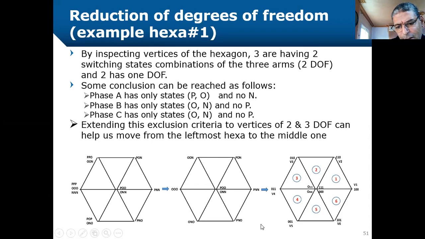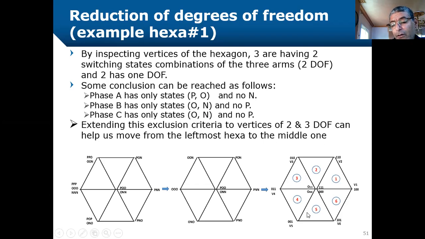For example, this N given here is given 0. Here N is given 0. And the same applies to phase C. Phase C has O and N and no B. So O is more positive than N. So wherever phase C has O, we will replace it with 1. Wherever phase C has N, it will be replaced with 0.